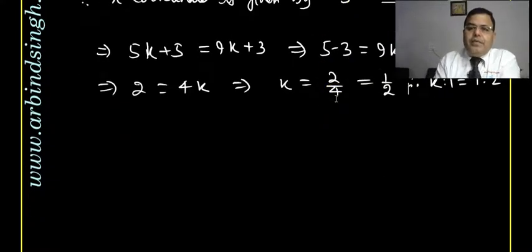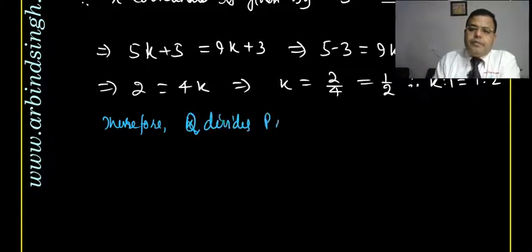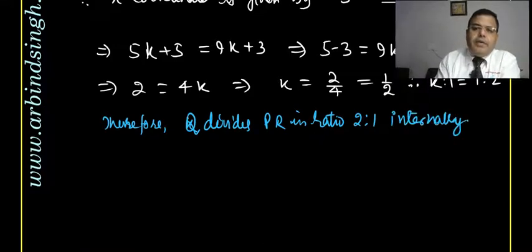And therefore, Q divides PR in ratio 2 is to 1 internally. Right? I hope you got it. Now the next question, number 3.